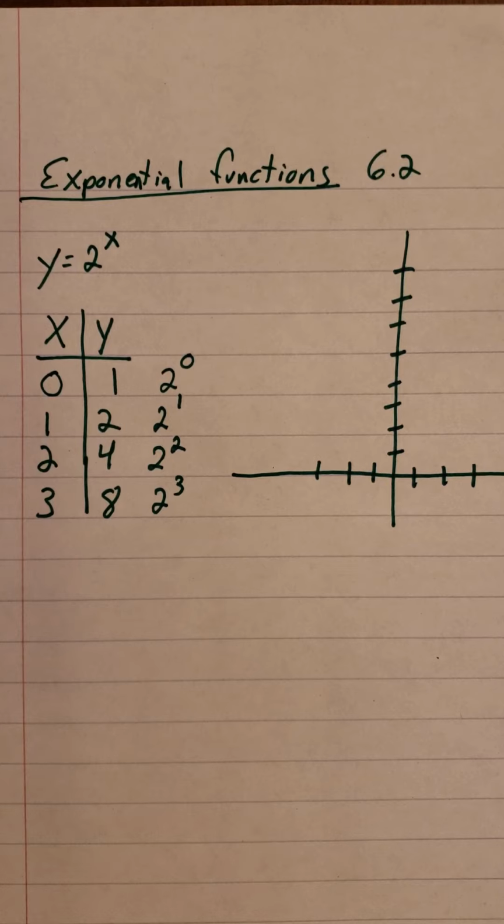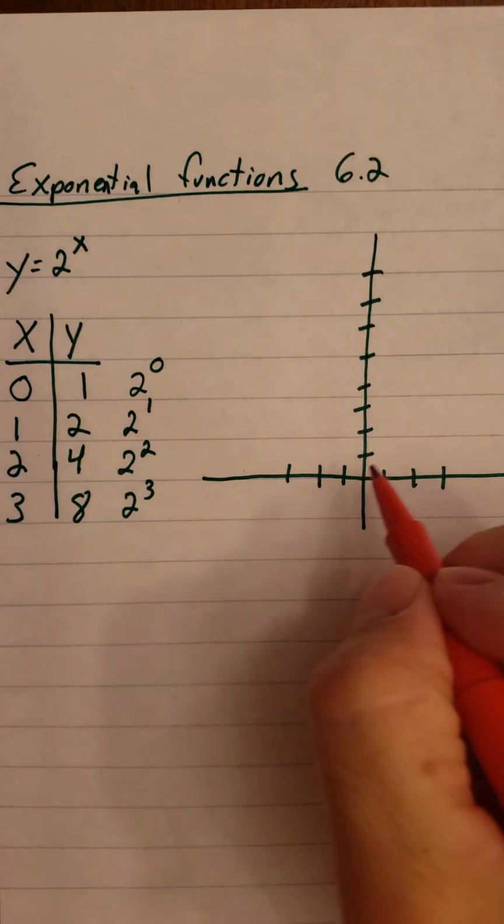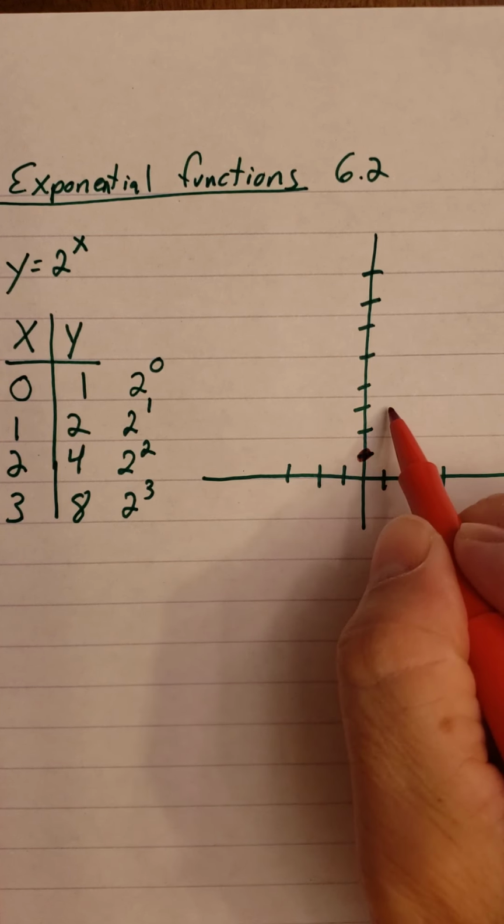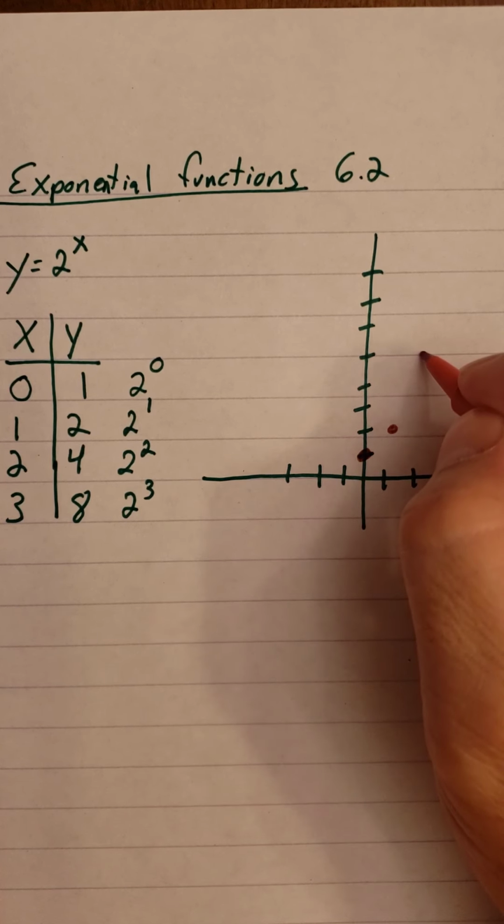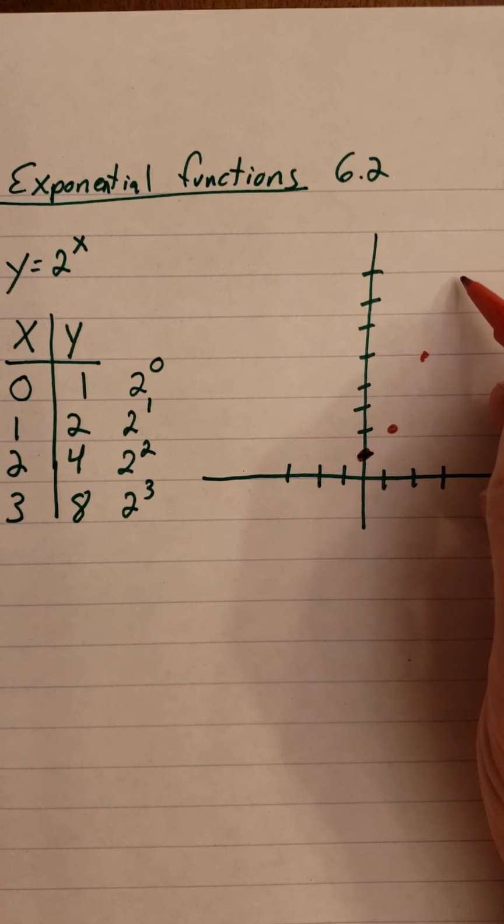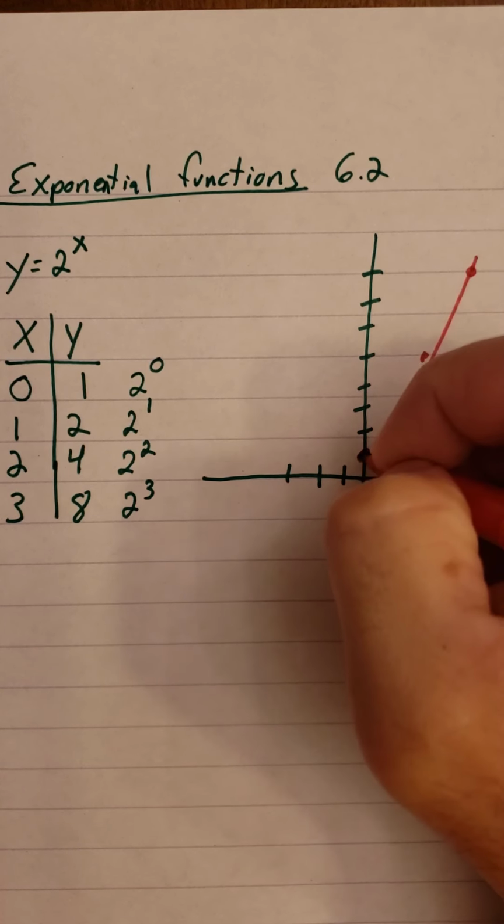So I'll go and use this one for right now. Notice that I didn't really make a negative y on the graph. Don't really need it, and you'll see why in a minute. Start off with 0 and 1. There's our first point. 1 and 2. 2 and 4 brings us up here. And 3 and 8 brings us all the way up to here. Now, if you follow these points, you get this.